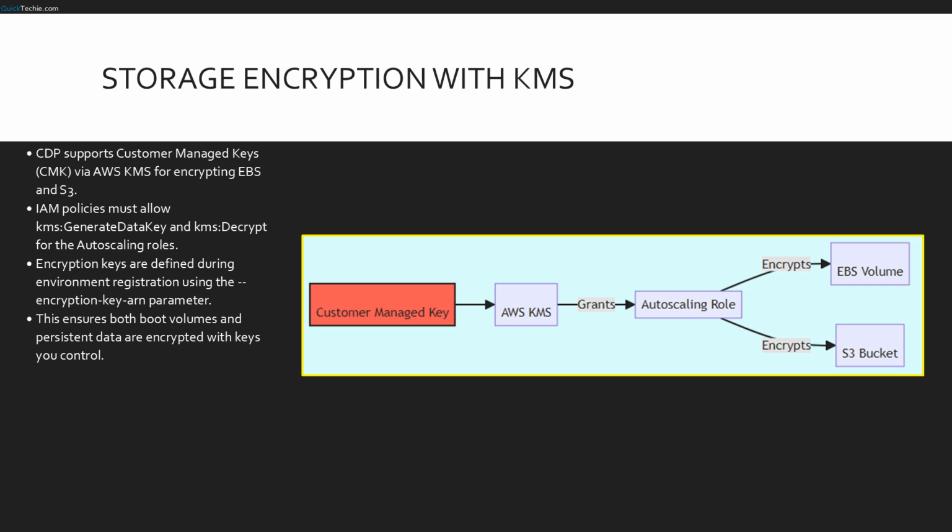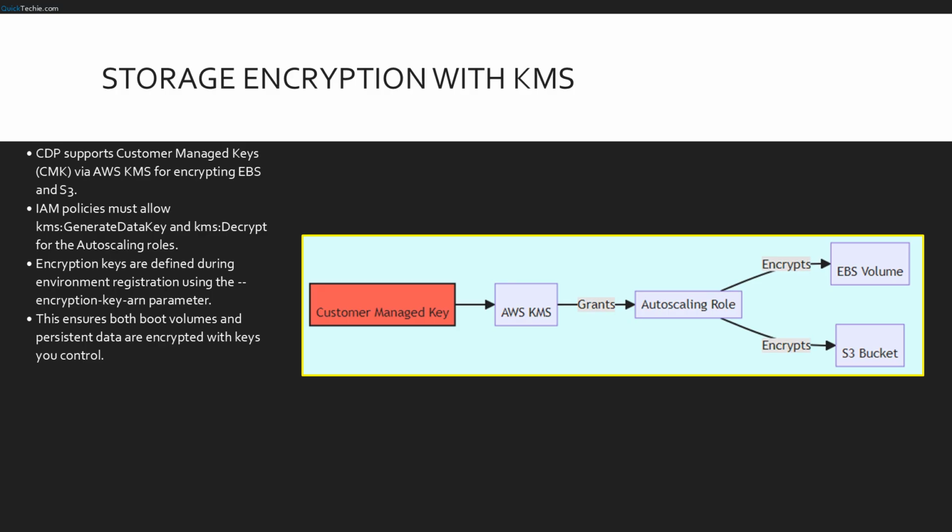Security also means encryption. CDP fully supports customer-managed keys via AWS KMS to encrypt both your EBS volumes and S3 buckets. When setting this up, your IAM policies must explicitly grant the auto-scaling service roles permission to perform KMS:GenerateDataKey and KMS:Decrypt, or the instances will fail to launch.